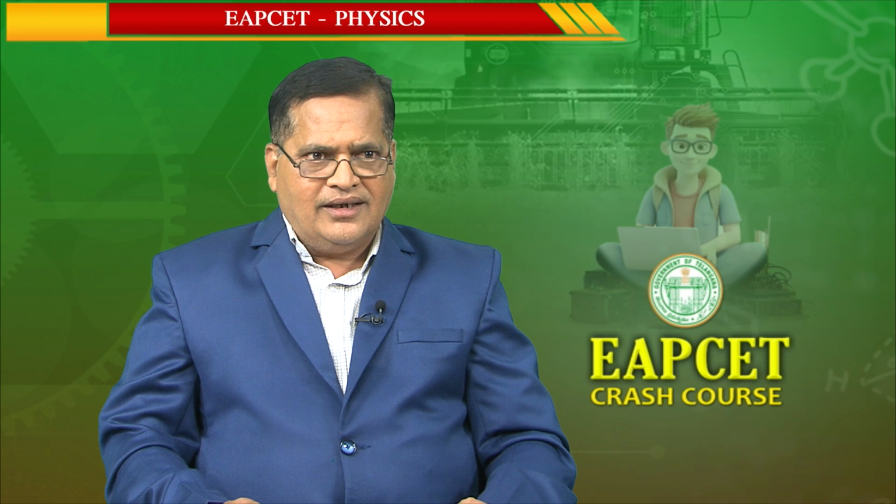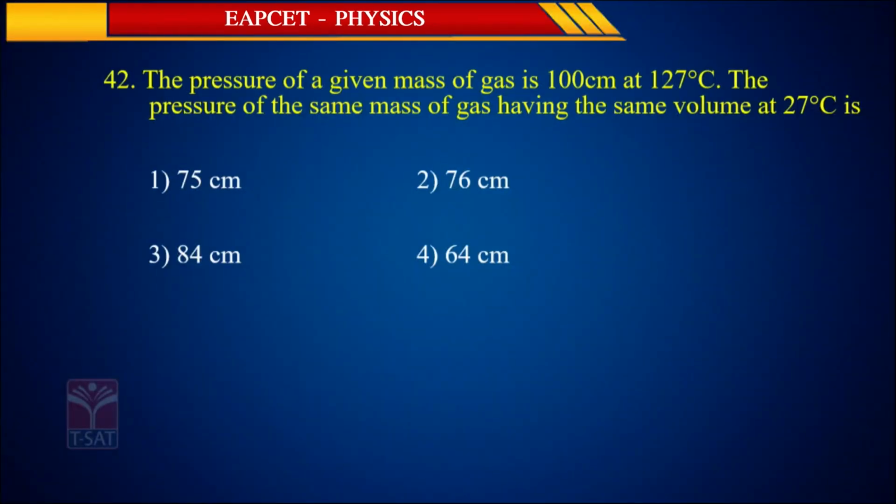Okay, next here you see: the pressure of a given mass of gas is 100 centimeter at 127 degrees centigrade. The pressure of the same mass of gas having the same volume at 27 degrees centigrade. Here you know the formula, what is that?